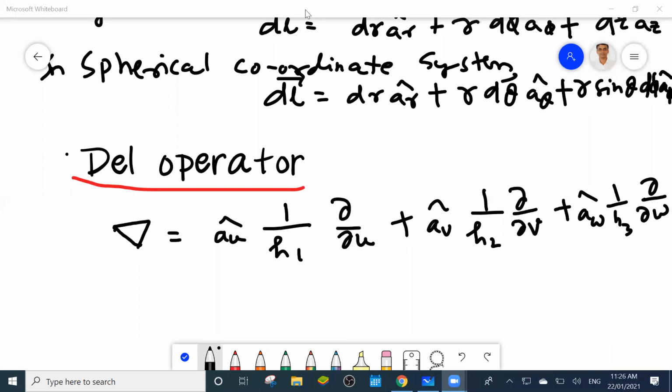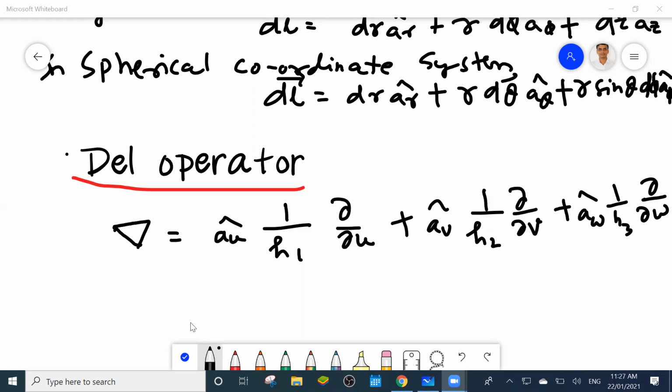Can you say what is the del operator in Cartesian coordinate system? Yes, sir. For Cartesian, del is equal to ax cap d by dx plus ay cap d by dy plus az cap d by dz.